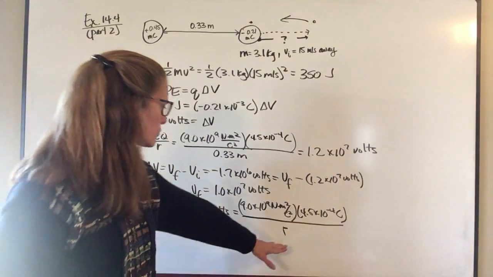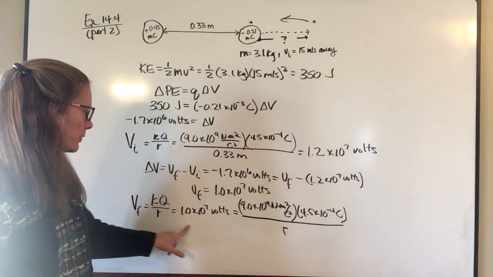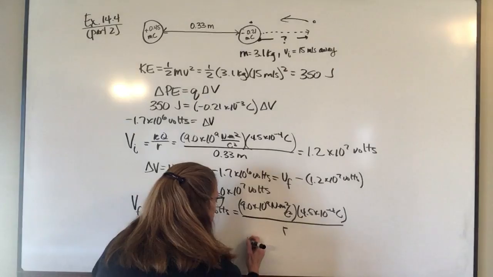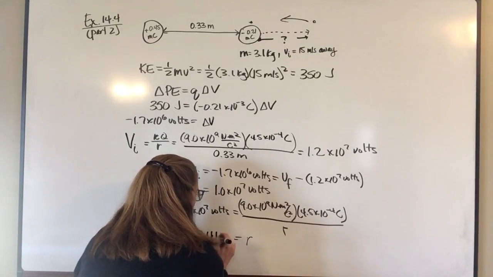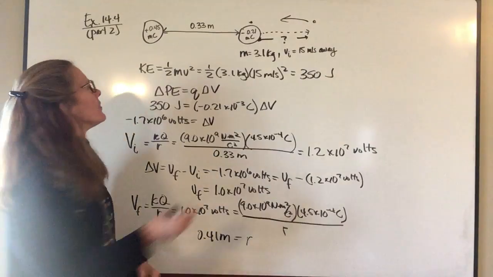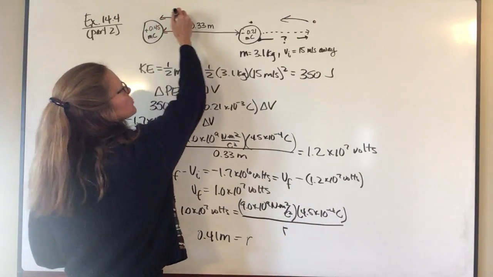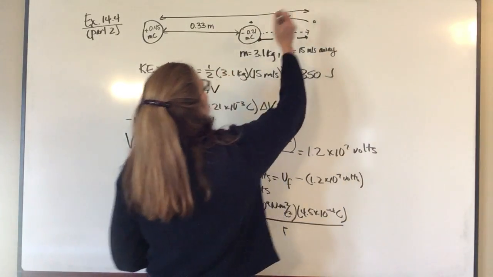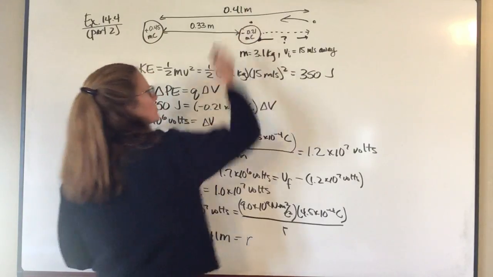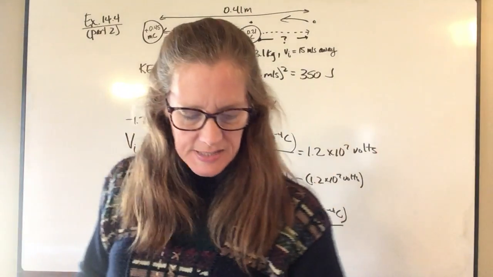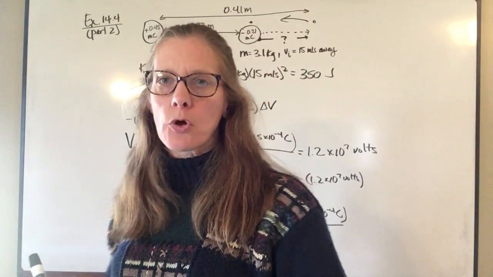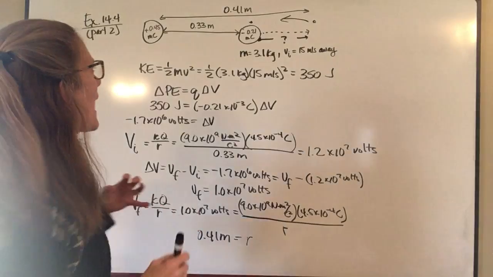So when you multiply both sides by R and divide both sides by this 1.0 times 10 to the 7th volts, you end up with R equals 0.41 meters. Now, what is that number? That number is the distance from here all the way out to out here. So that's 0.41 meters. The question says, how far away will the particle travel before being pulled back?